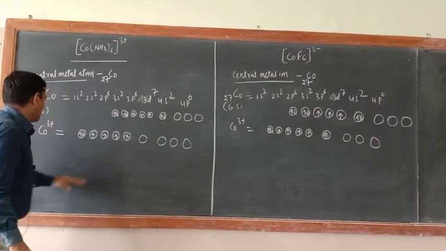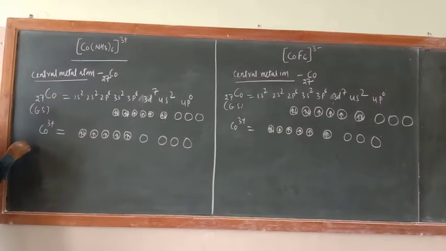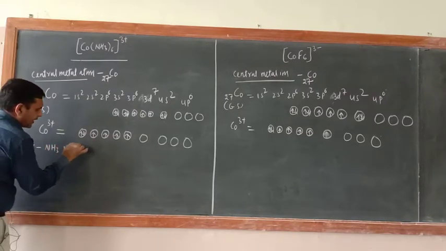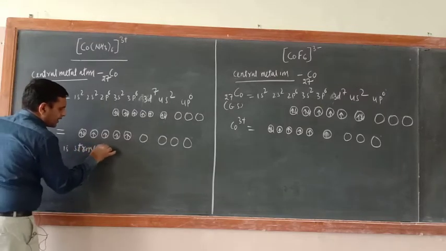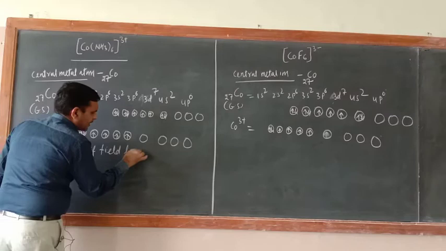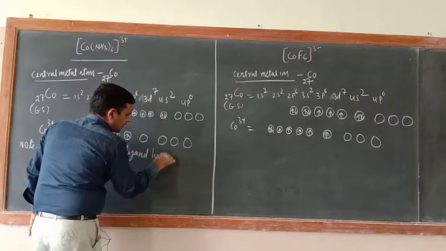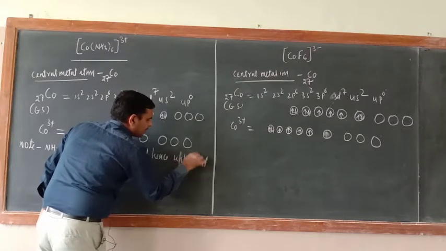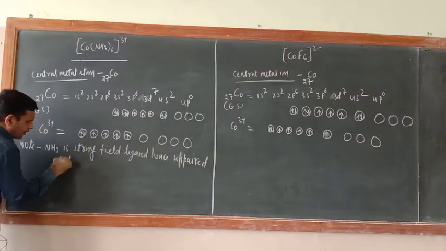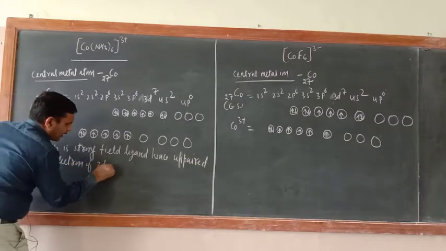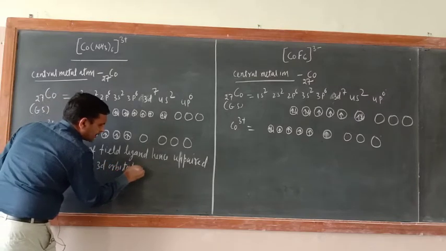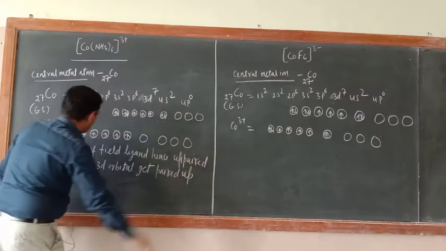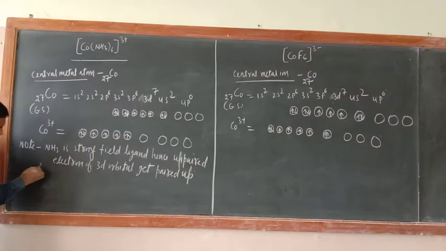So in the presence of this, now here you write a note: NH3 is a strong field ligand, hence unpaired electrons of the 3d orbital get paired up. Okay, so again write here cobalt 3 positive.